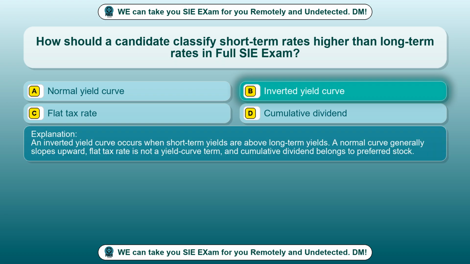An inverted yield curve occurs when short-term yields are above long-term yields. A normal curve generally slopes upward. Flat tax rate is not a yield curve term, and cumulative dividend belongs to preferred stock.